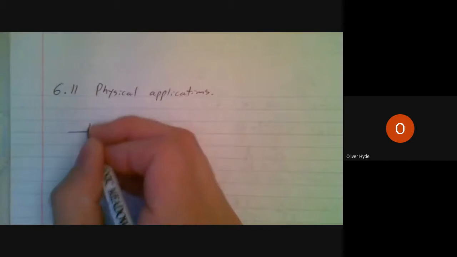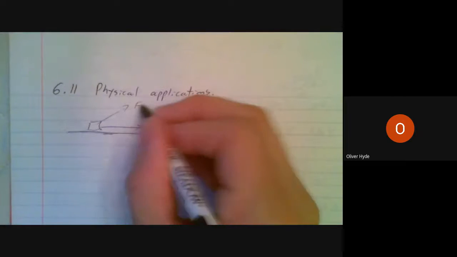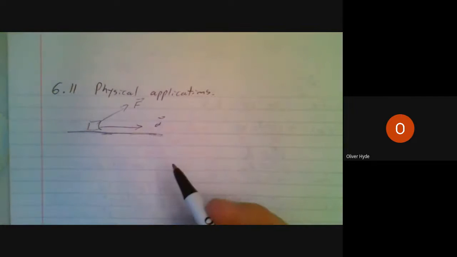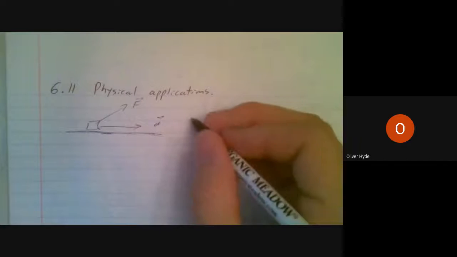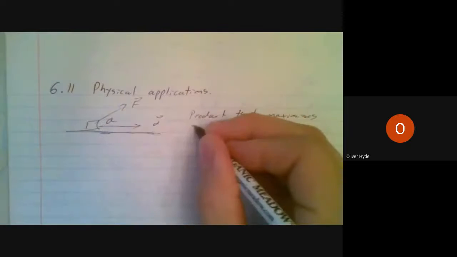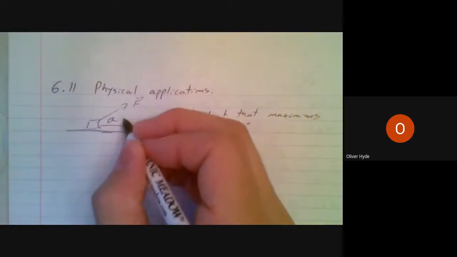So when we're dealing with work, here's our displacement vector. We discussed in the lesson that only the component of the force going in the direction of the displacement is actually doing any work, which means we want some sort of product that maximizes when theta is equal to 0 degrees. So we want a trig function that maximizes at 0. Well, the cosine function maximizes at 0, and you can see that here if you look at the components.